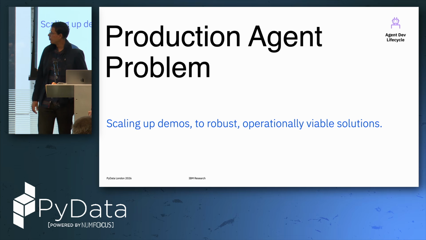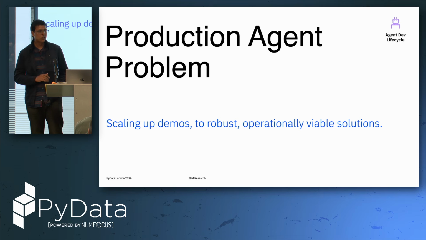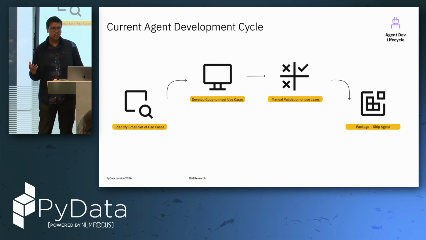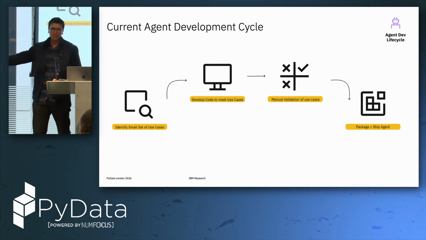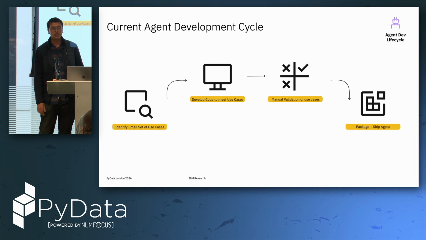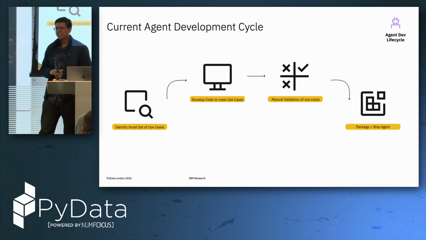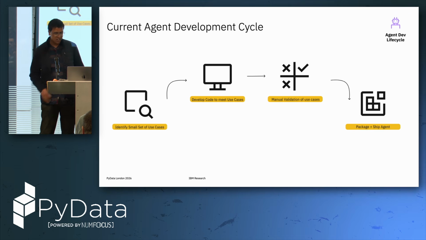So let's get started. What's the production agent problem? How do you scale up these demos that look cool to robust and operationally viable solutions? What happens often is my team will interact with a new client or a product, and it typically goes like this. The product management or the developers themselves have identified a small set of use cases that they want to build some generative AI application for. They have written some code to meet those use cases. They do some manual validation, and once those manual validations, the ad hoc testing passes, they're ready to ask the question of, hey, can we go and package this and ship this to our clients and users?